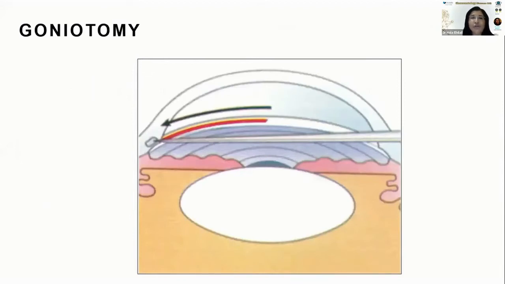Barkan introduced goniotomy in 1938. The concept behind goniotomy is to create an incision in the non-functioning or dysgenetic trabecular meshwork to facilitate the exit of aqueous from the anterior chamber into Schlemm's canal.